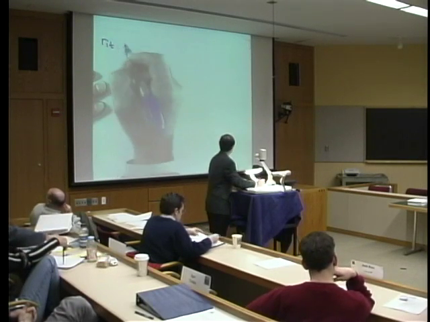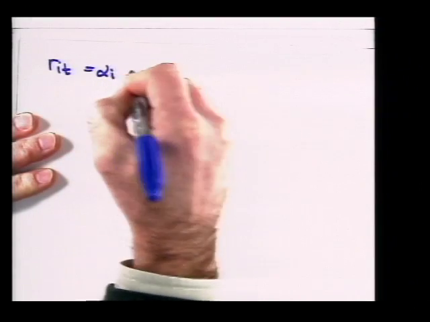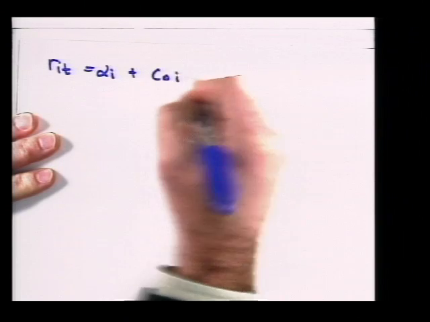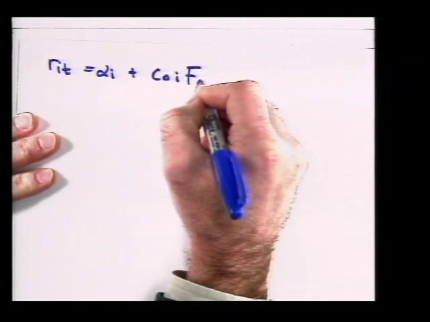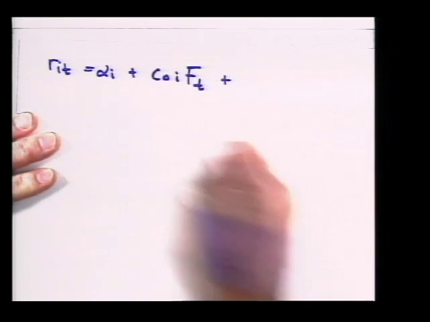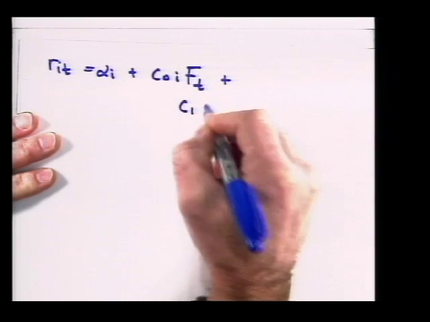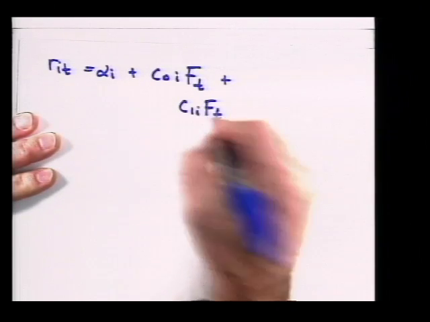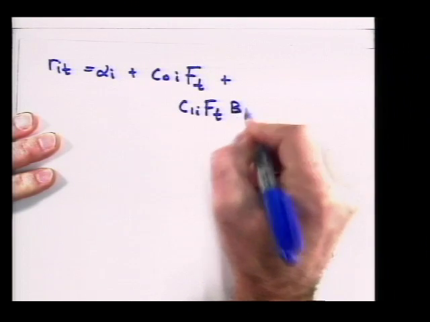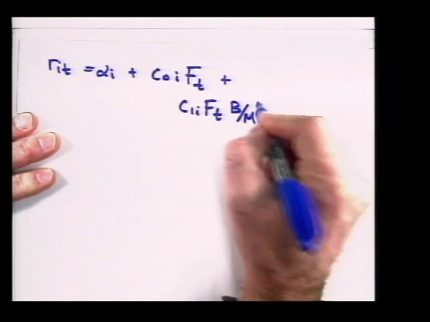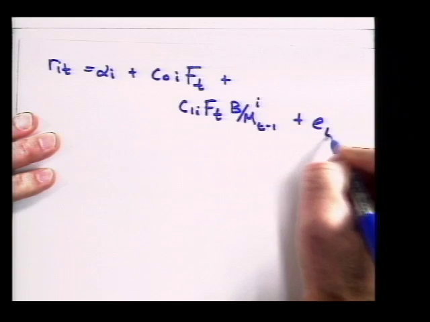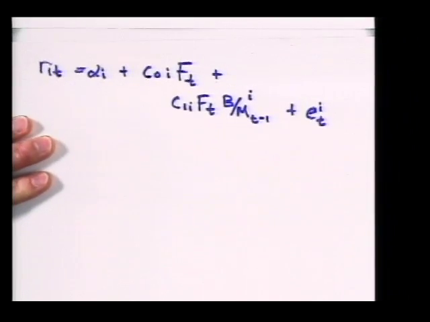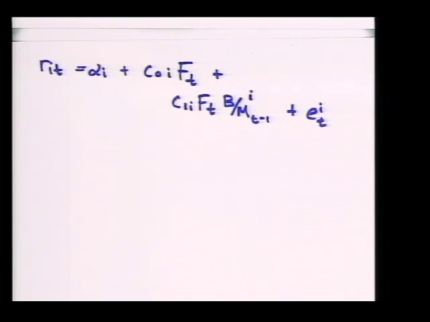So RIT equals alpha I plus C0I, and we'll call it factor if we want, FT, plus C1 FT times book to market t minus 1 for I plus some error. It's got an I on it also. Okay. Let's just file that right here.